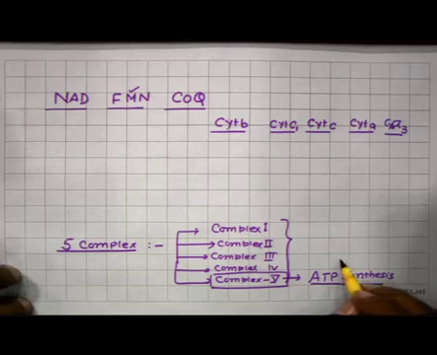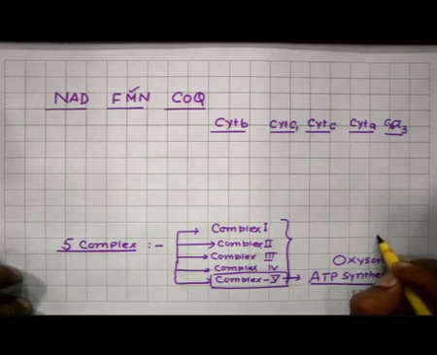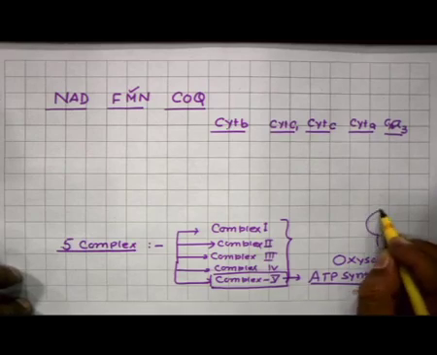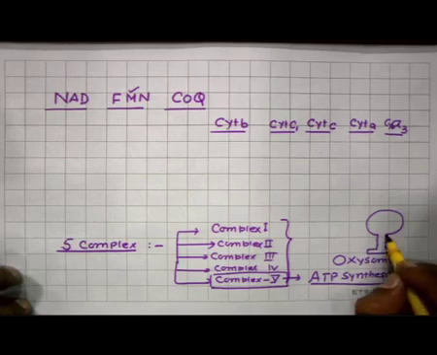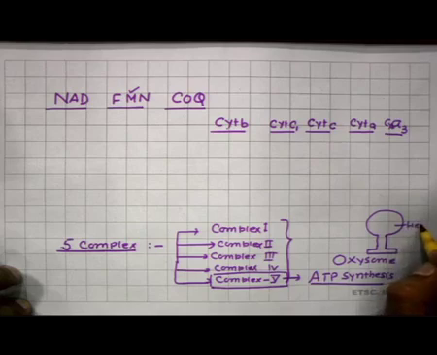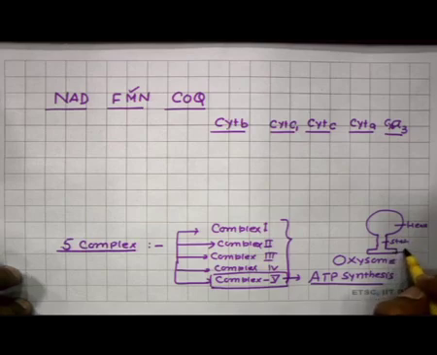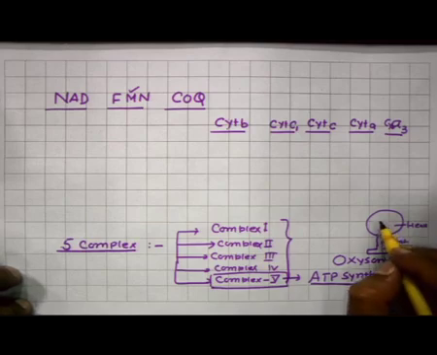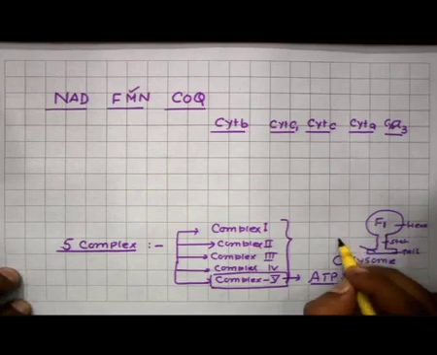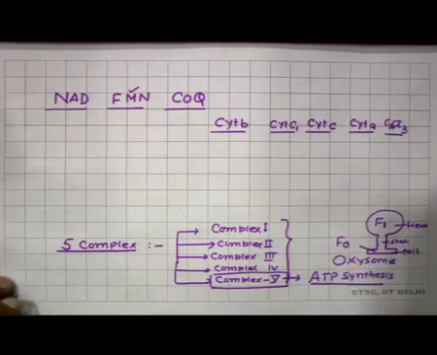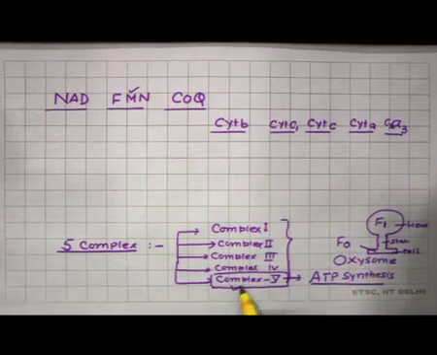It is found at the oxysome, as we have already discussed. This oxysome has a head, stalk and tail. The head is designated as F1 and the tail as FO. So, complex 5 is involved in ATP synthesis.